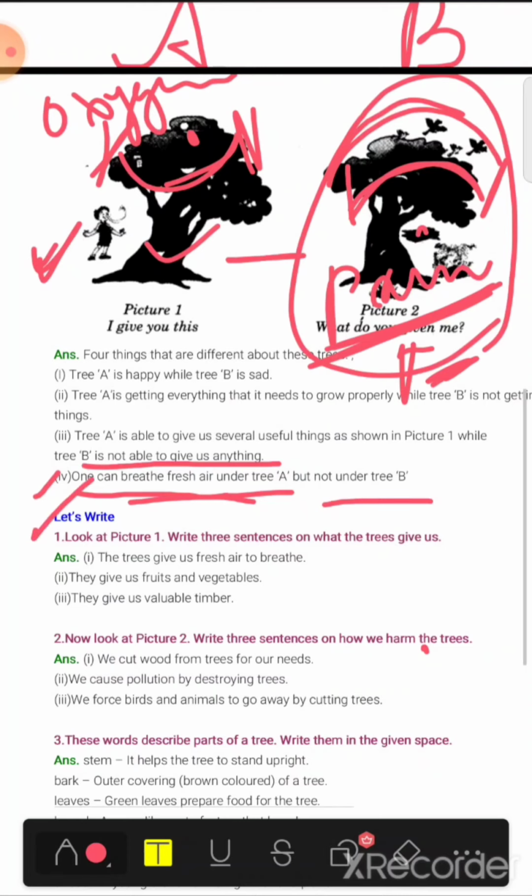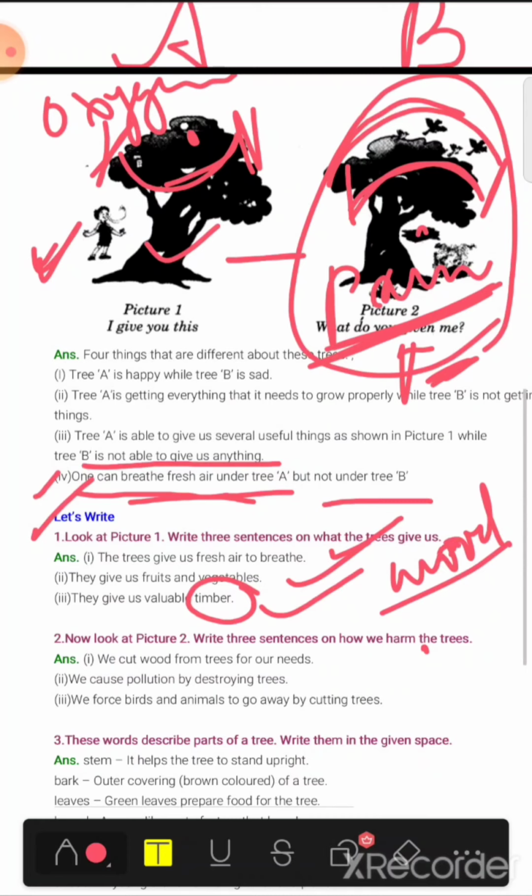Come to the Let's Write section. Look at picture 1. Write 3 sentences on what the trees give us. Trees give us fresh air to breathe. Trees give us fruits and vegetables. They give us valuable timber. And what is timber, students? The wood, the material made of wood. Okay, wooden material.